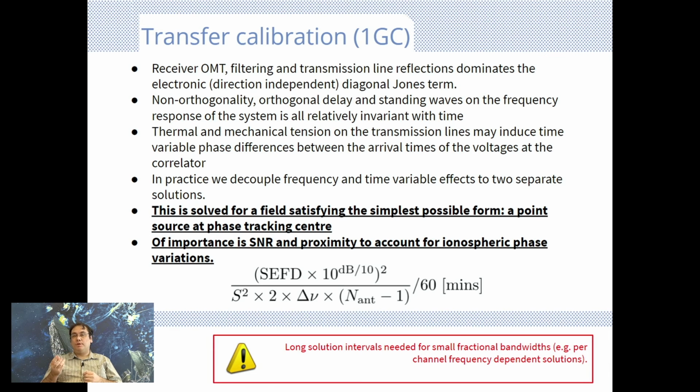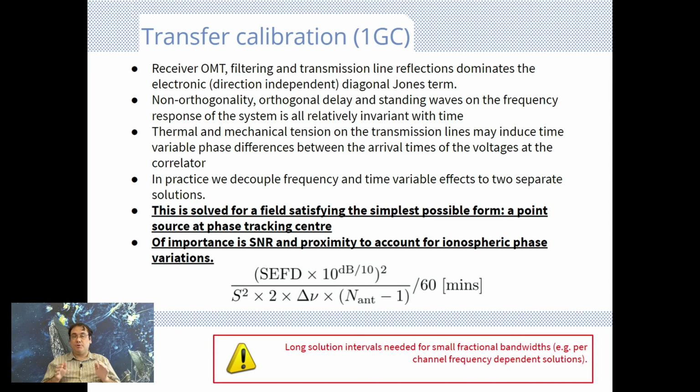So in the second order, we have the non-orthogonality of the feeds. So that's the leakage terms. These terms are, as we mentioned, only about percent level errors. And then, as we said, the thermal and mechanical tension on the transmission lines may introduce slight variations in the cable delays between various different antennas.